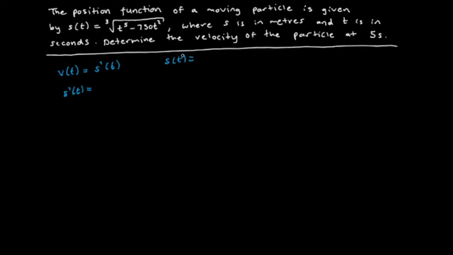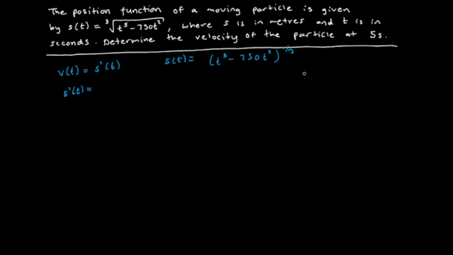Before I actually do that, I'm going to clean up s of t and write it as an exponent. So you can rewrite this as (t to the power 5 minus 750 t squared) to the power of 1/3. Okay, so s prime of t here is basically equal to the derivative of the outside, right?